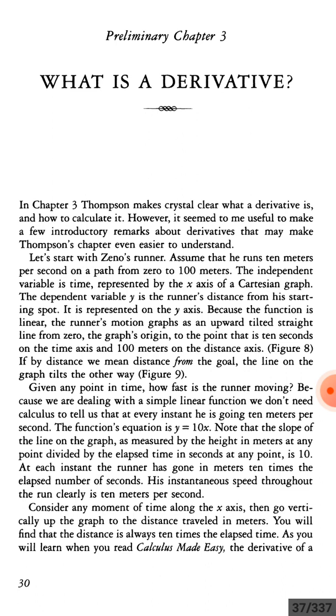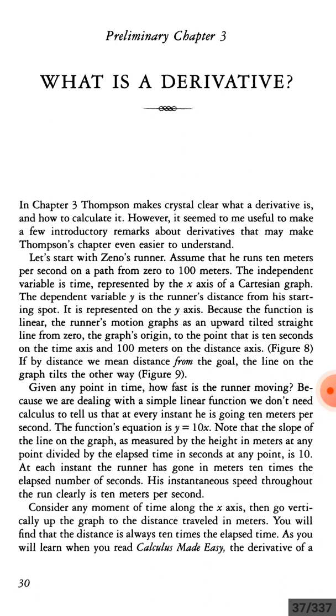Assume that he runs 10 meters per second on a path from 0 to 100 meters. The independent variable is time, represented by the x-axis of the Cartesian graph. The dependent variable y is the runner's distance from his starting spot. It is represented on the y-axis.